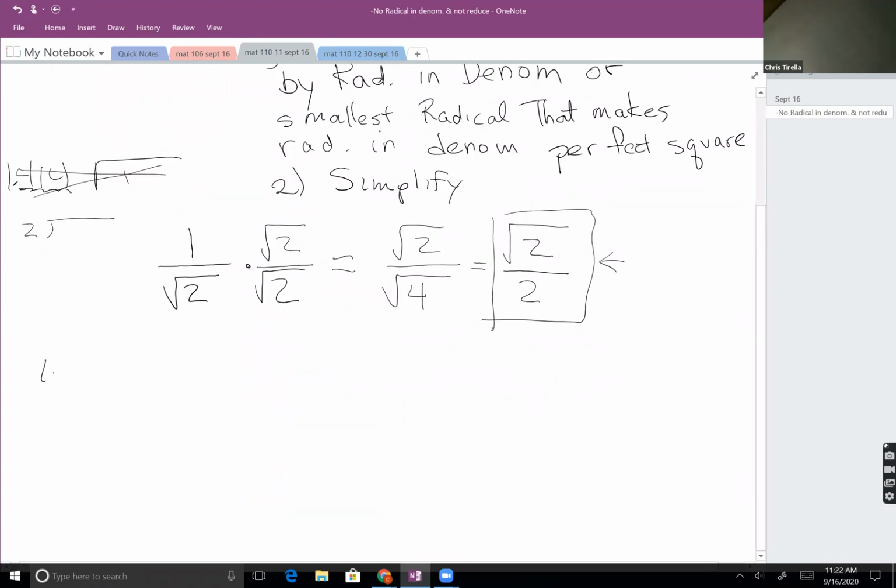Let's look at a few more examples. Let's look at the square root of the fraction 2/3.